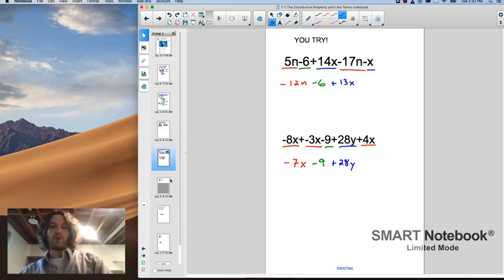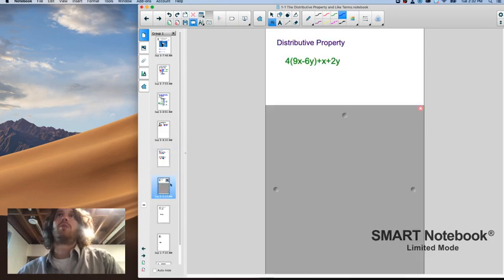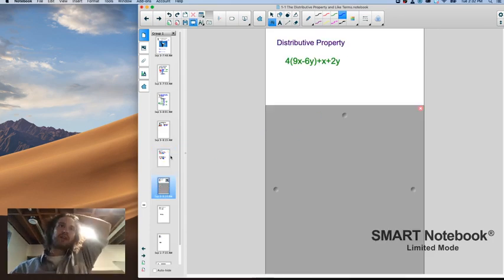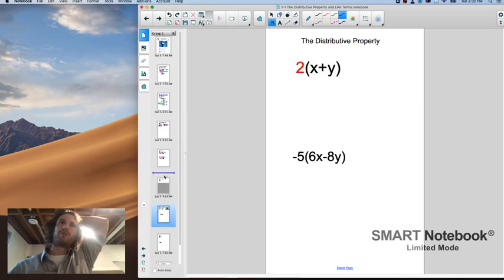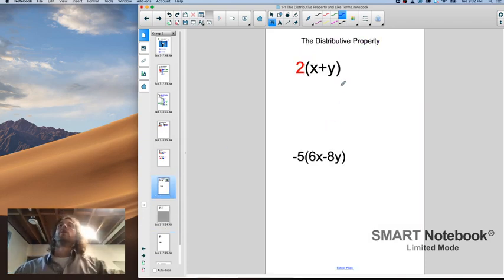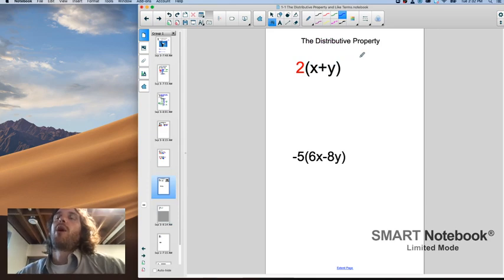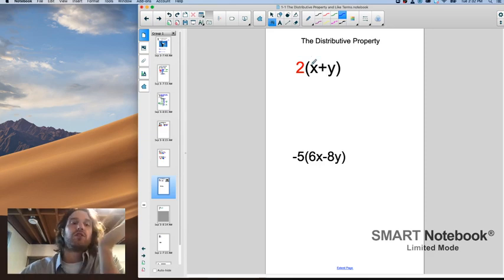All right, we're cruising. Almost done here. The next thing that I'd like to go over is the distributive property. So the distributive property is basically, remember, multiplication is just repeated addition.